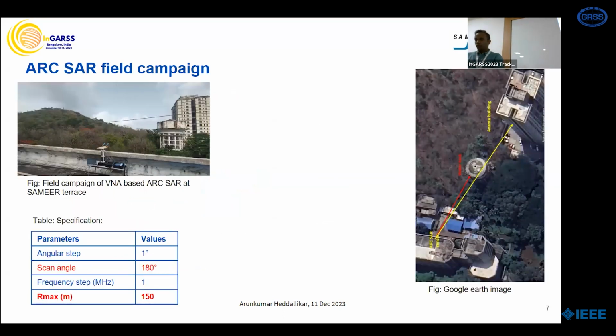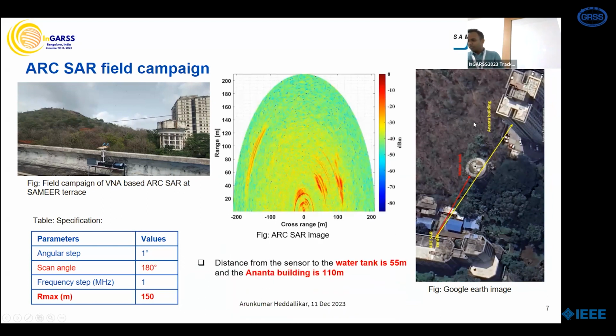After that, we took this to the field campaign. In our office, we have a terrace. We placed this ArcSAR setup there because it is compact and portable. We can place it anywhere and do the experimentation. On the right-hand side, we can see this IIT campus image. We can see the overhead water tank and this residential building, Ananta building. We could see them clearly in the ArcSAR image.